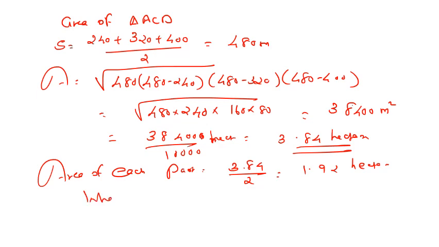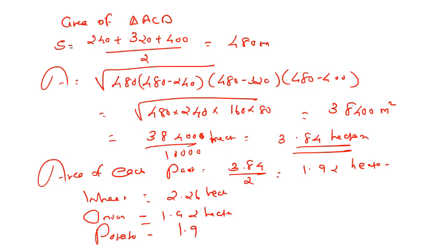So what we can say? Wheat area is 2.26 hectares. Onion, 1.92 hectares. And potato also 1.92 hectares. This is the answer.